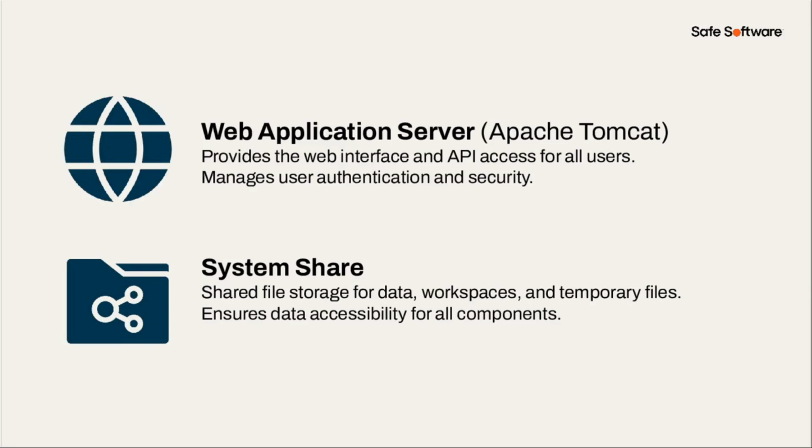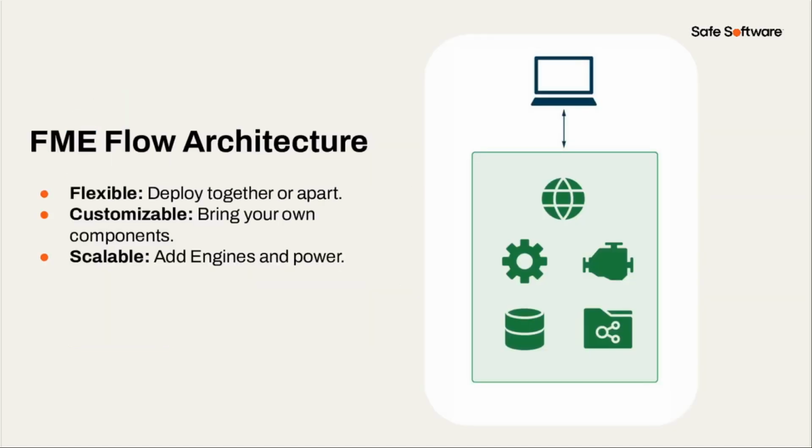And the system share is our centralized file storage for workflow data, like workspaces and uploaded data sets. There's an option to put this on a network drive or close to your engines. There's the option for custom configuration here as well. So altogether, these are what forms the building blocks of FME Flow.